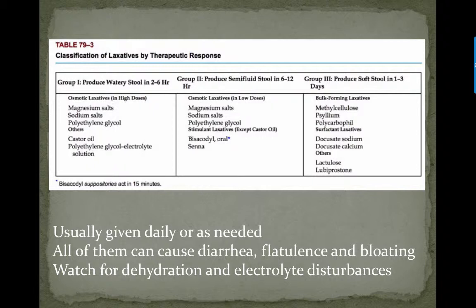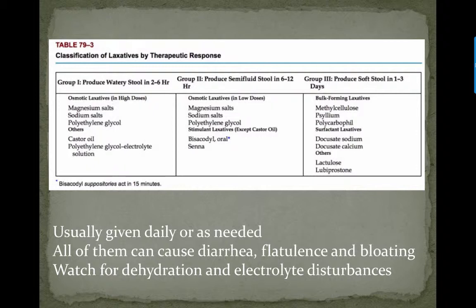From a clinical perspective, it's useful to classify laxatives by their clinical therapeutic effect, which has to do with how fast they work and how they impact the consistency of stool. When you figure those things out, you actually have 3 groups of laxatives that produce a stool within a certain time frame.